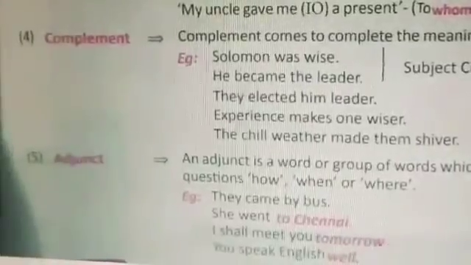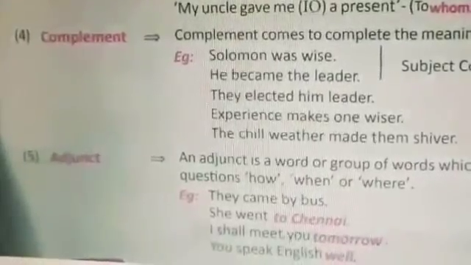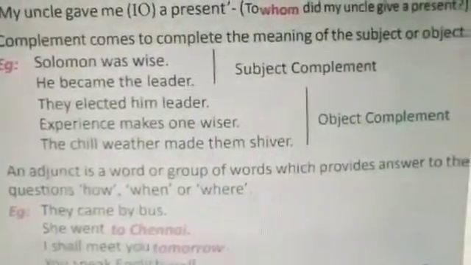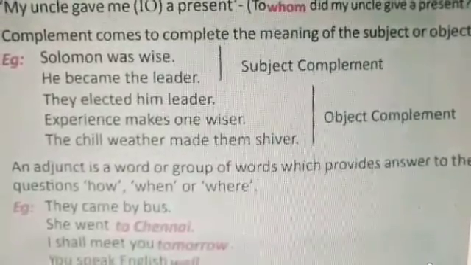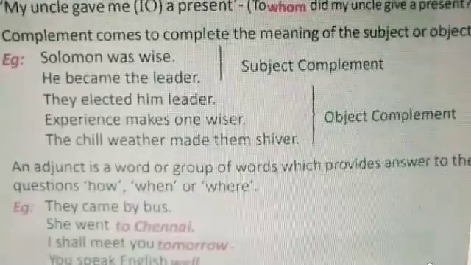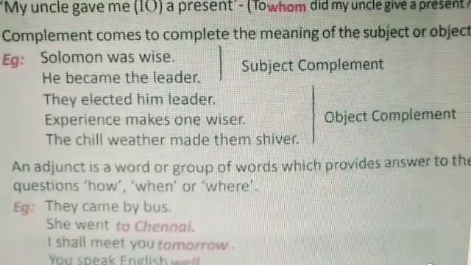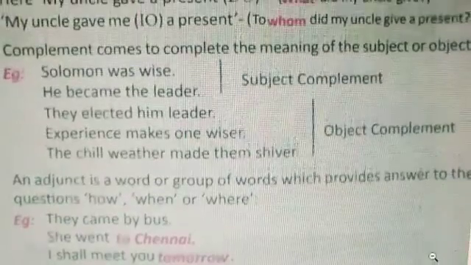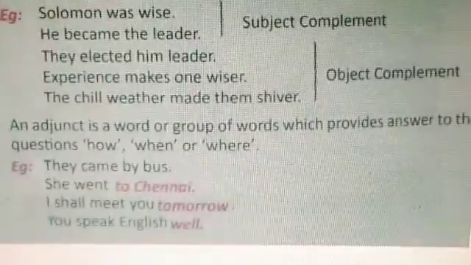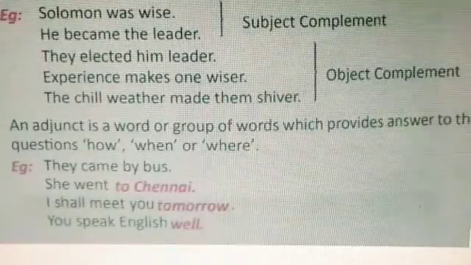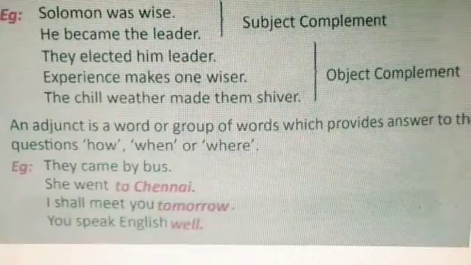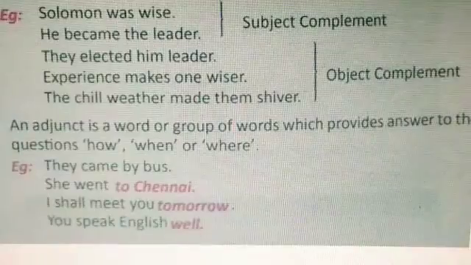Coming to the fourth component, complement. You see the spelling, COMPLE-MENT. It is helping for completing a sentence. So complement comes to complete the meaning of the subject or object. So be clear. See the example. Solomon was wise. Mostly be verbs will be followed by this complement. He became the leader. So we see in the first two sentences subject complement. Subject complement means wise talks about Solomon, leader talks about he.